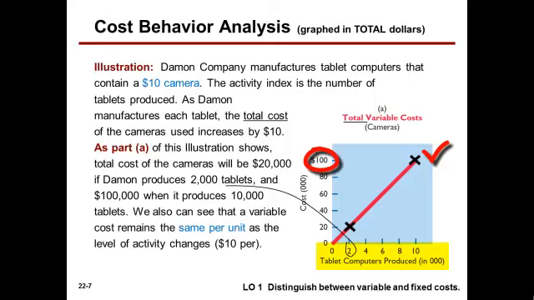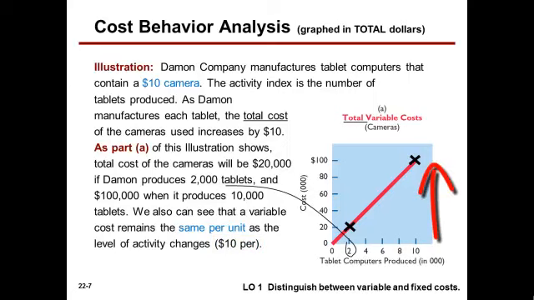The camera cost incurred in total is directly proportional to the number of tablet computers produced. What makes this the case? On a per unit basis, the direct material cost of the camera unit is $10 per unit. A constant per unit cost of the direct material causes the total camera cost to rise as production increases. Straightforward logic.